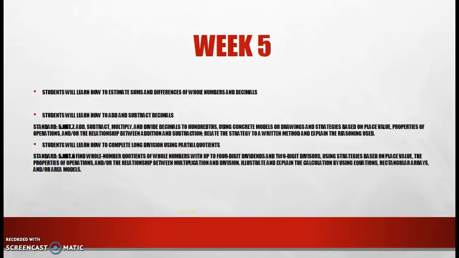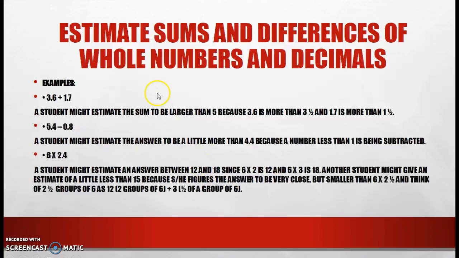We're going to talk about what's going to be taking place in week 5 in math. We're going to talk about how to estimate sums and differences of whole numbers and decimals. We're going to learn how to add and subtract decimals, and we're going to learn how to complete long division using partial quotients. So the first thing we're going to do at the beginning of the week is learn how to estimate sums and differences of whole numbers and decimals.